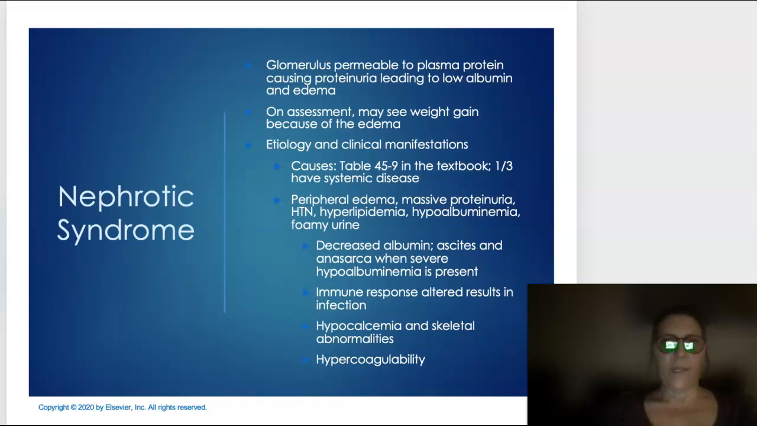One third of them have systemic disease, but could be peripheral edema, massive proteinuria, hypertension, hyperlipidemia, hypoalbuminemia, foamy urine. So they have decreased albumin, ascites, anasarca when it's severe. Hypoalbuminemia is present. Immune response is altered that results in infection, hypocalcemia and skeletal abnormalities, and hypercoagulability.